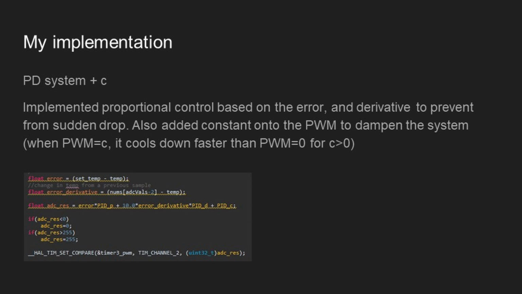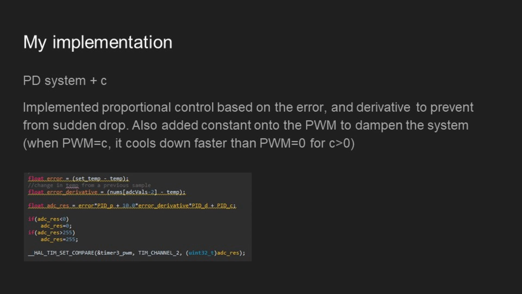So for the system that I'll be using, I decided to go with a PID system plus C. I don't really know what it would be called, but I want the proportional and the derivative, so in case anything happens where the heater goes down very quickly, it can correct itself and not overshoot or undershoot. And proportional, of course, because that has better control than just the on-off system.